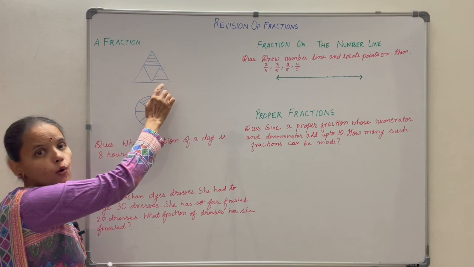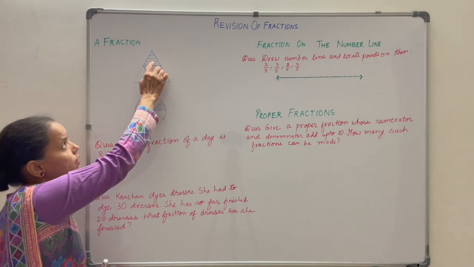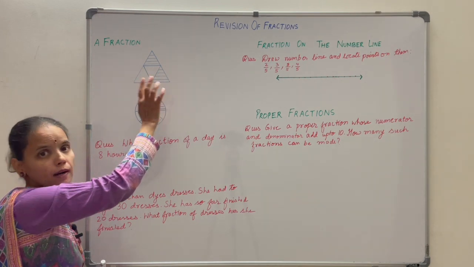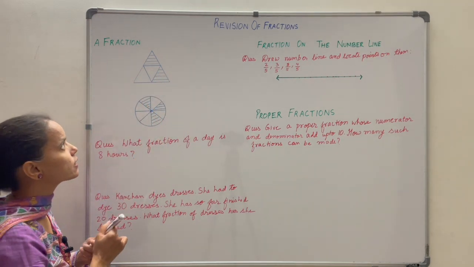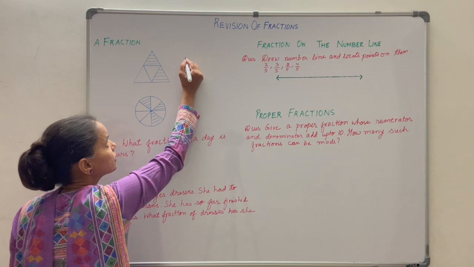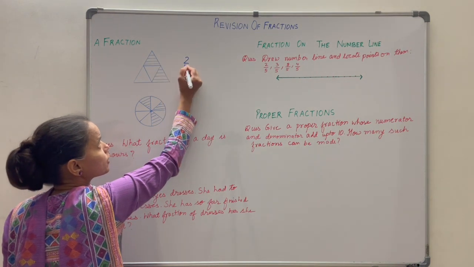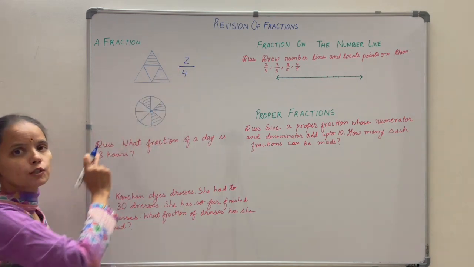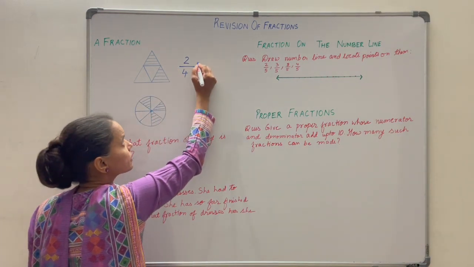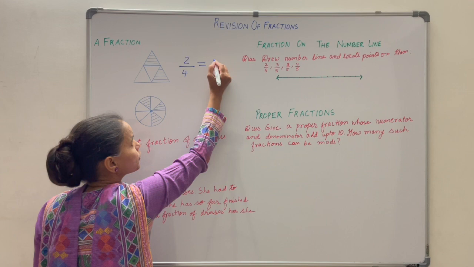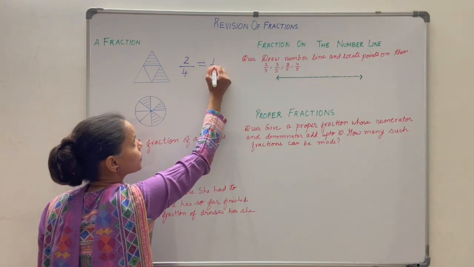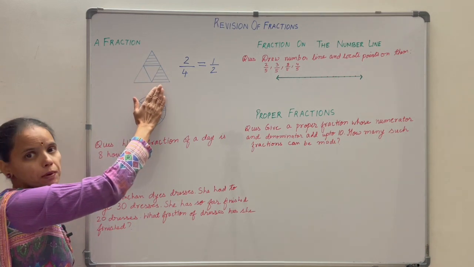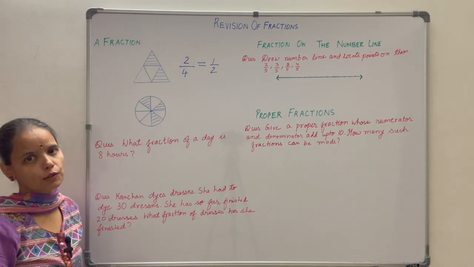So if I ask what part is shaded, you can see 2 parts are shaded and the whole is divided into how many parts? 4 equal parts. So what is the fraction that is being shaded? 2 parts are shaded out of 4 parts. So the fraction is 2 by 4. You can simplify this as you can cancel both numerator and denominator by 2. So you get 1 by 2. This is half. You can see out of 4 parts, 2 parts are shaded, 2 parts are not shaded.